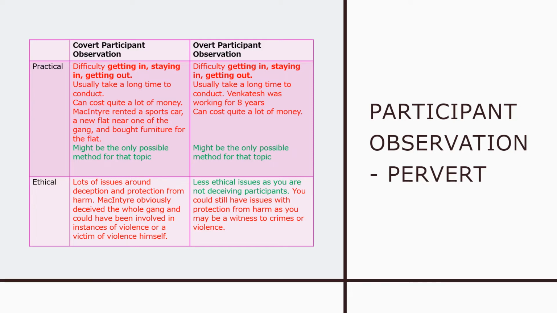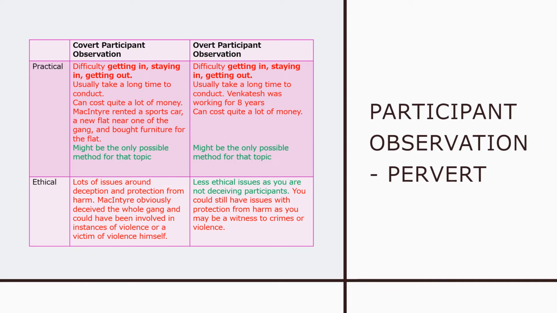Staying in, obviously, he had to kind of pretend that he was a drug dealer, and it costs money. The longer that you're in the group, it costs money to finance. So some issues there. Venkatesh, who was overt, it was probably slightly easier in terms of getting in, in terms of cost and time. It was dodgy because they thought he was a rival drug gang member. So they basically held him hostage for like 24 hours while they checked out whether his story was true. So that's probably more of an ethical issue than it's practical.